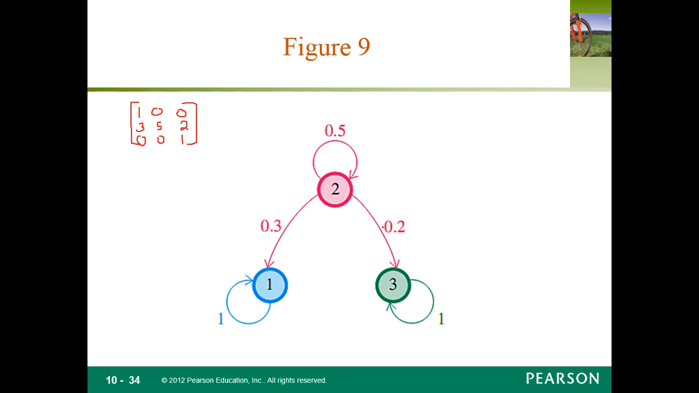Is it also true that you can go from a non-absorbing state to an absorbing state in one or more steps? The answer is yes. I can go to this one in one step, and to this one in one step, or it could be more than one step. So it is possible to go from 2 to either 1 or 3. So this is an absorbing Markov chain.